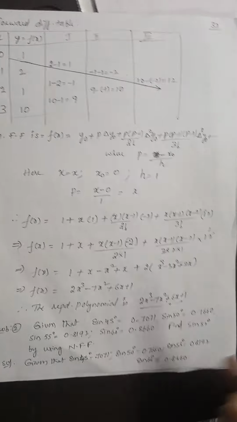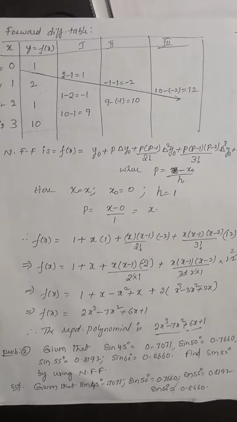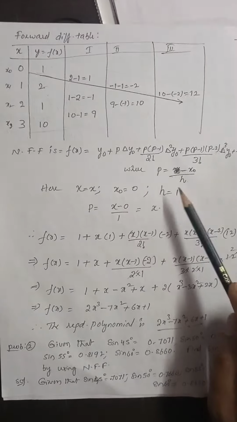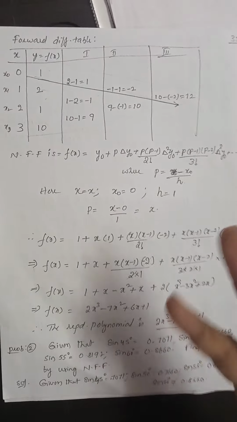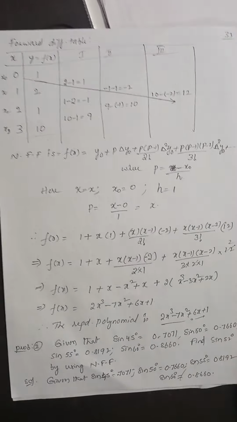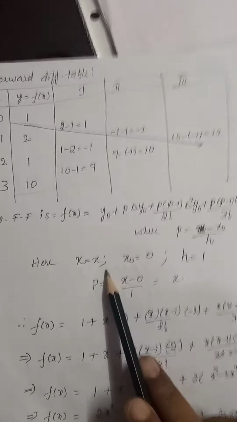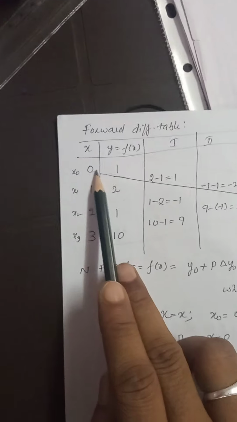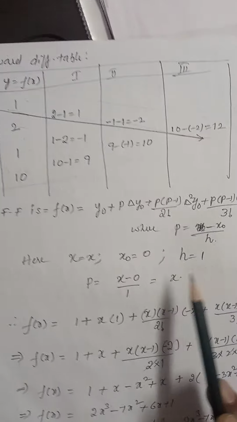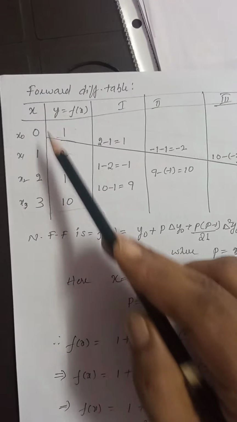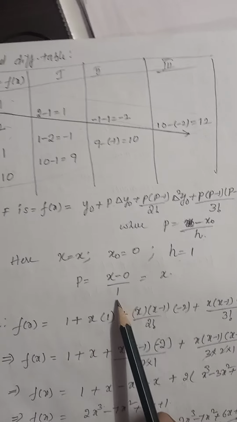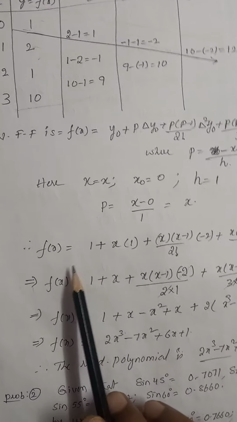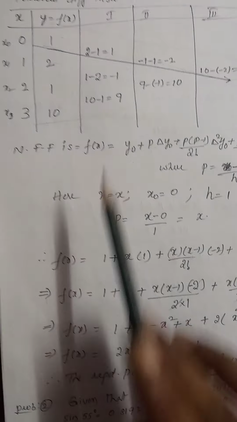I have written Newton's forward formula. After writing the formula, here p is equal to what? x minus x naught by h, right. The x value we don't know, at x is equal to something, it is not given. So therefore x is equal to x. What is the initial value of x? x naught, right. Now what is the h value? Difference between two consecutive values of x, that is 1. Therefore p is equal to x minus 0 by 1, that is x. Simply substitute in the formula. y naught, what is y naught?